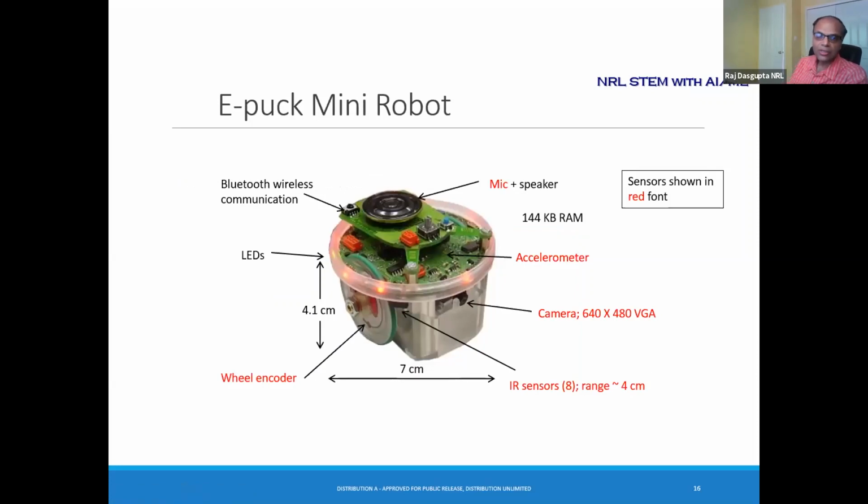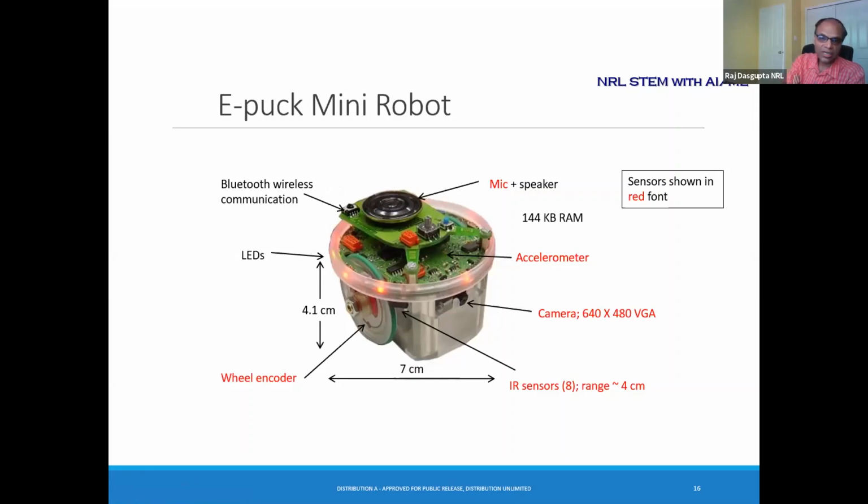This is a small tabletop robot that I worked with for nearly 15 years. It's called the e-puck because it looks like a hockey puck. And on the slide, I have marked in red font the different sensors that are there and a couple of actuators. Like you can see, it has wheel actuators as well. It has a speaker as well. But the red fonts basically show the sensors.